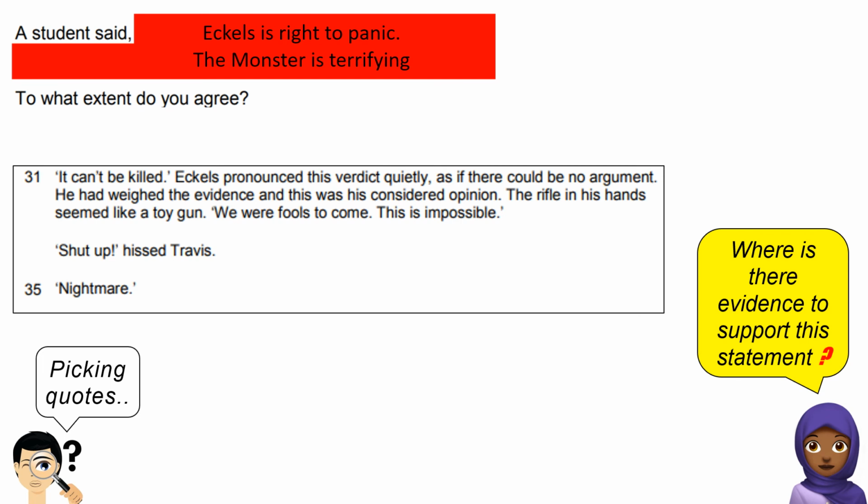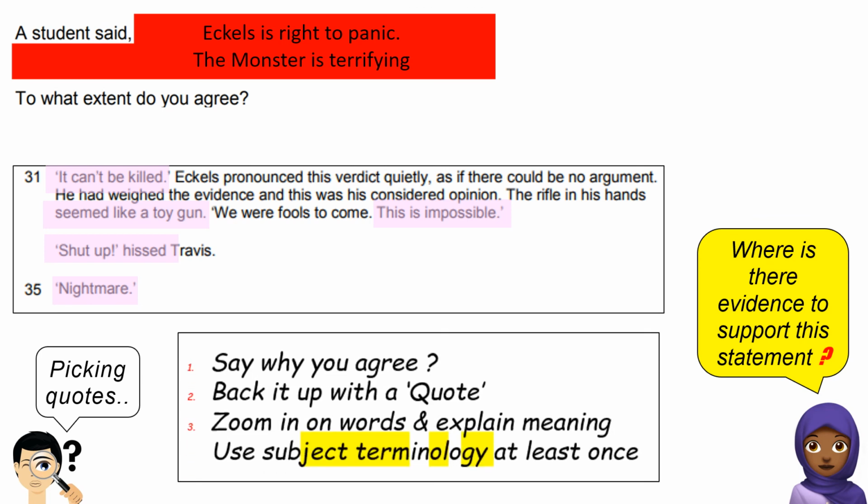Okay, so I definitely have a feeling that this guy's panicking, and I definitely feel like the monster's terrifying already. So what quotes could I use? Well, there's no real right or wrong quote here. I've highlighted a few here. I think the way the characters are talking shows me that they're panicking, and also this description of his rifle makes me feel like this monster is terrifying and can't be killed.